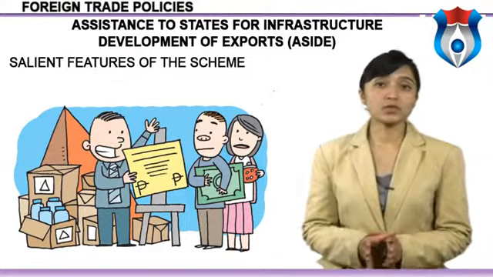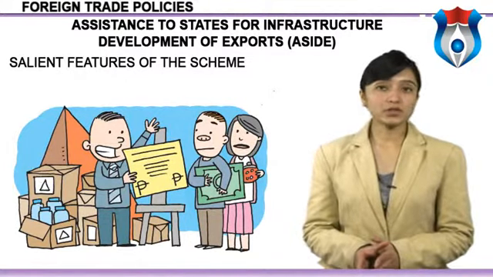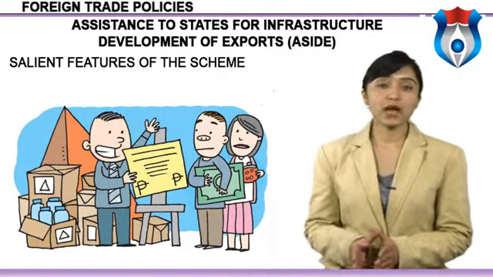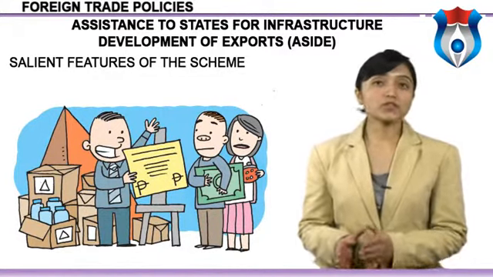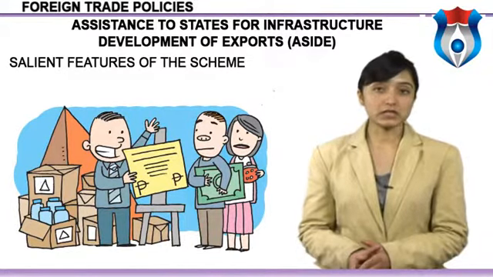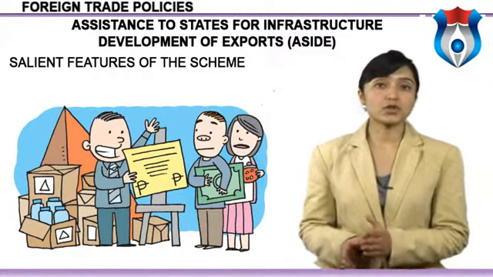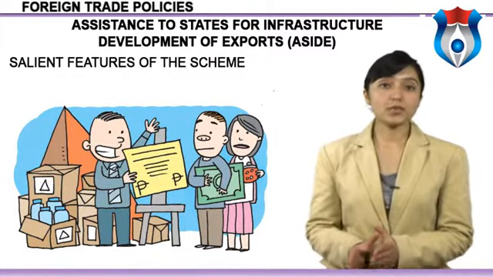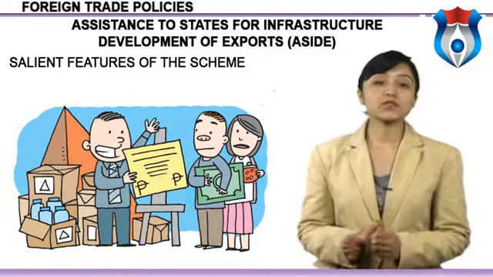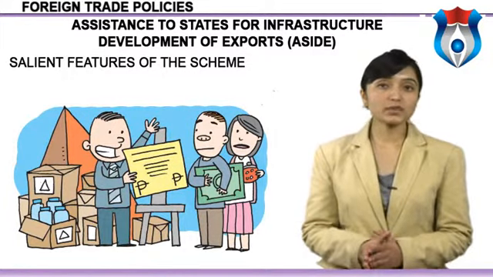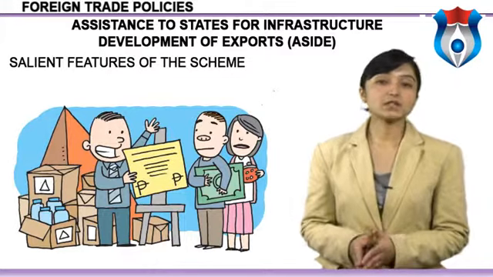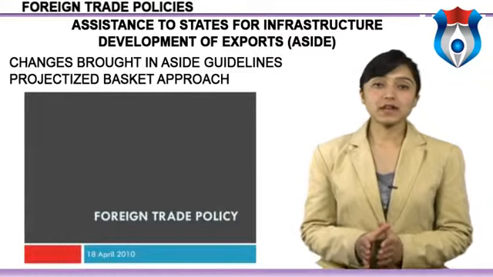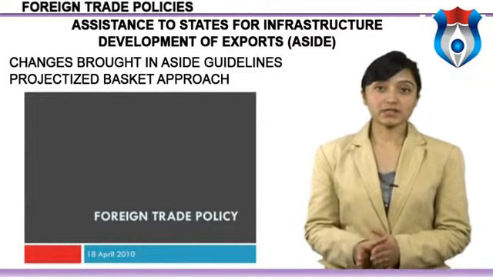Such involvement will be based on projects to be prioritized by states, UTs to address the critical link both at the point of production and the point of evacuation in the industrial cluster, largely within the contour of the first mile and the last mile consideration. The scheme will provide an outlay for development of export infrastructure which will be distributed to the states, UTs according to a predefined criteria. Changes brought in ASIDE guidelines: projectized basket approach.